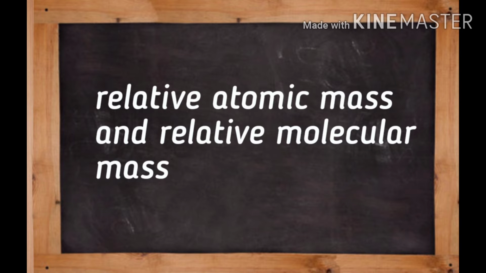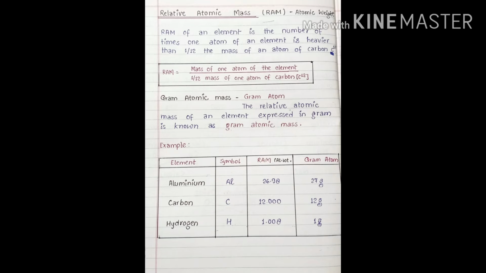For example, the hydrogen atom was initially chosen as a standard unit for determining the atomic mass. But later, in 1961, the carbon C12 atom was considered as the standard for comparison of the mass of other atoms or molecules. Now, the first topic is relative atomic mass.